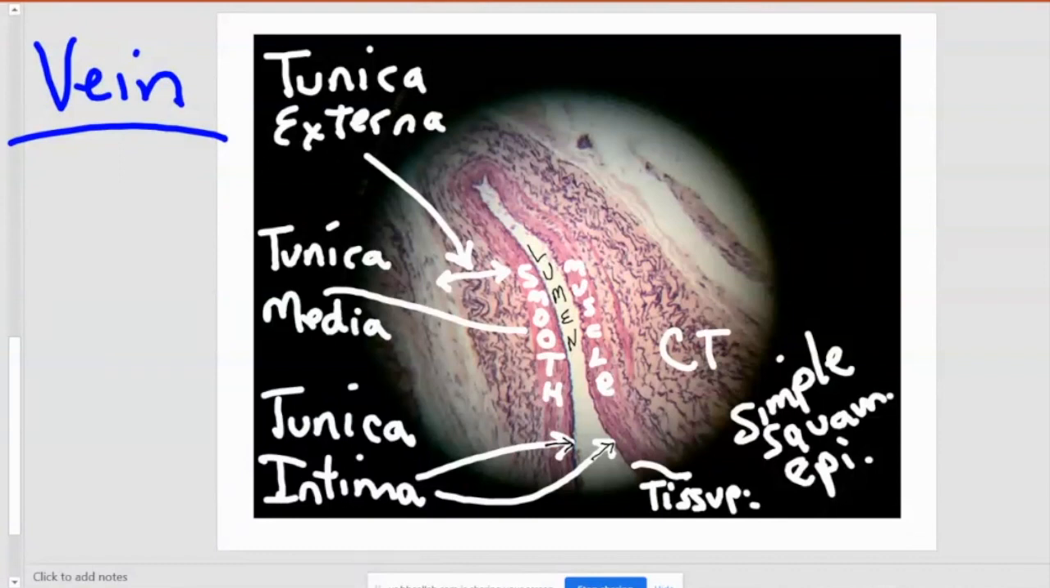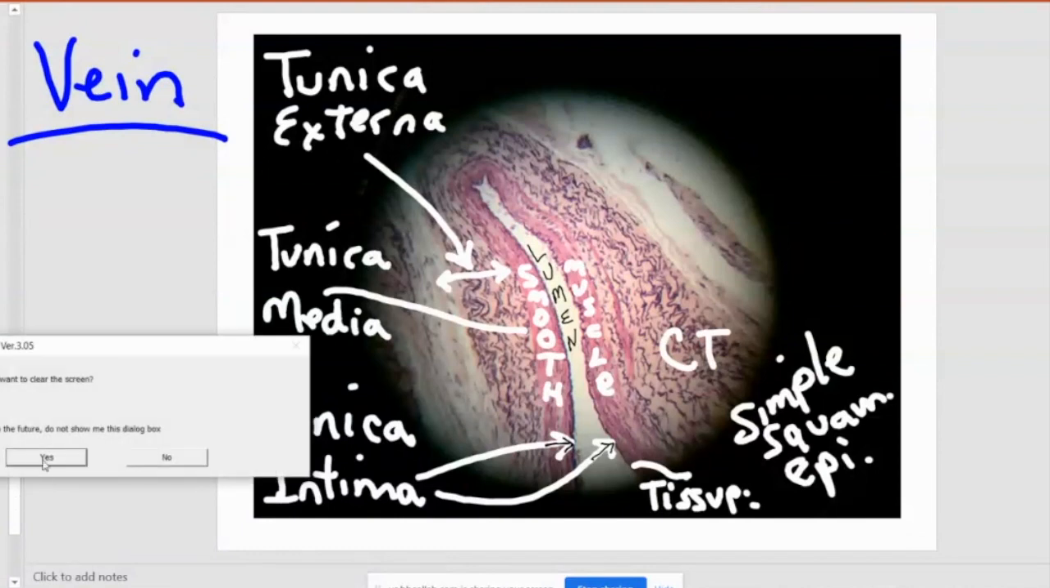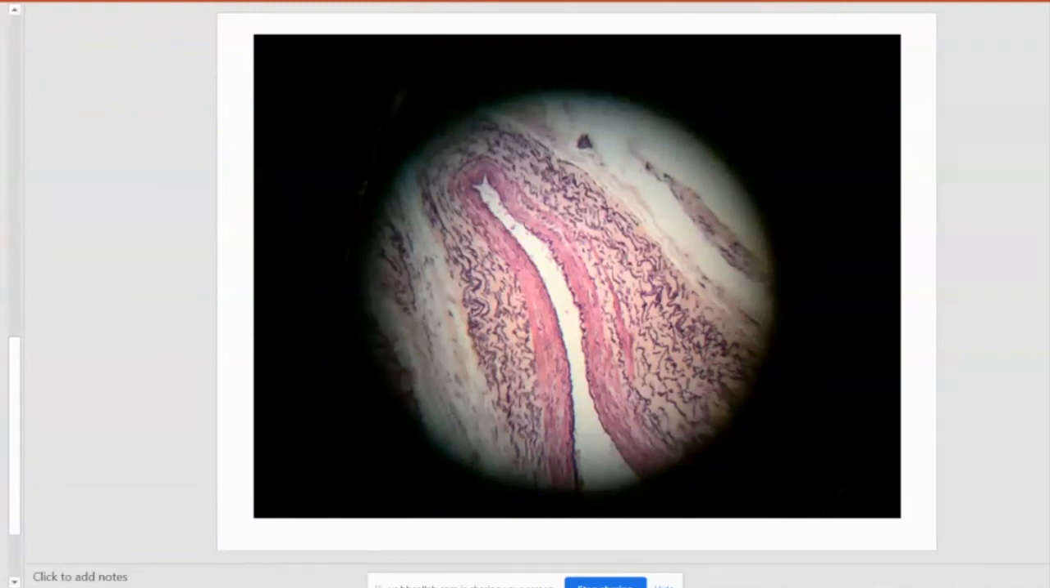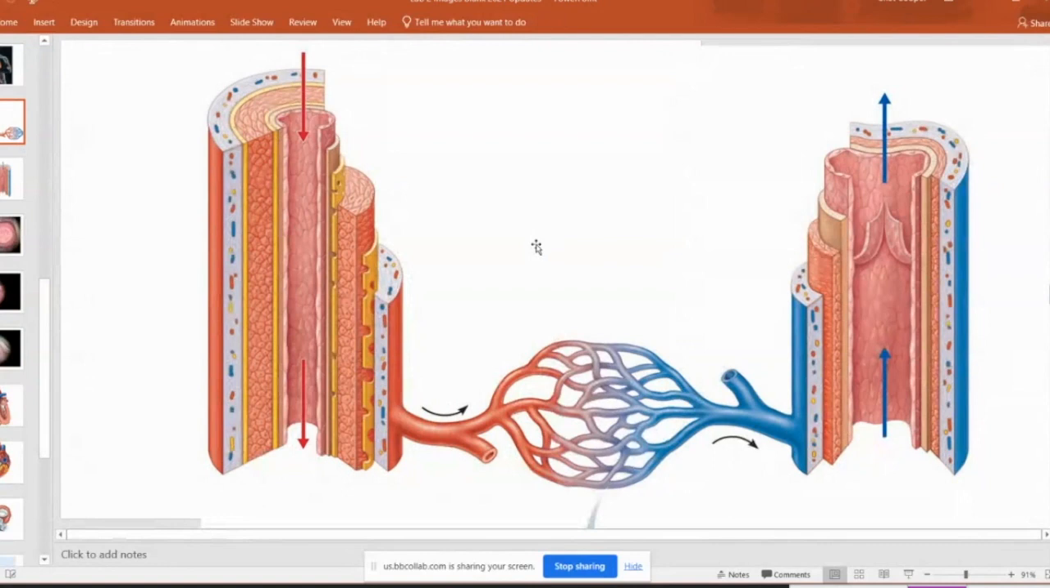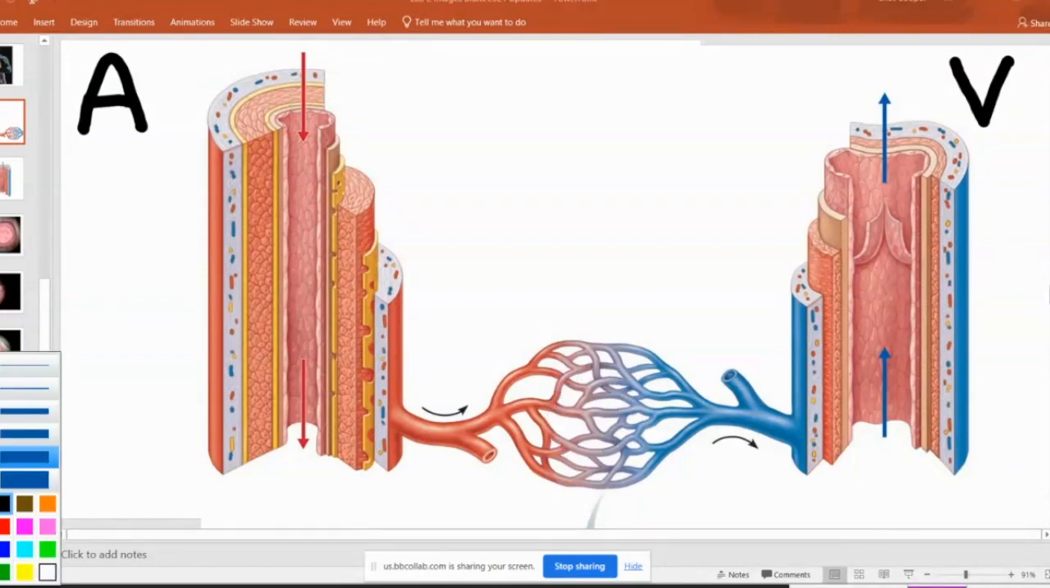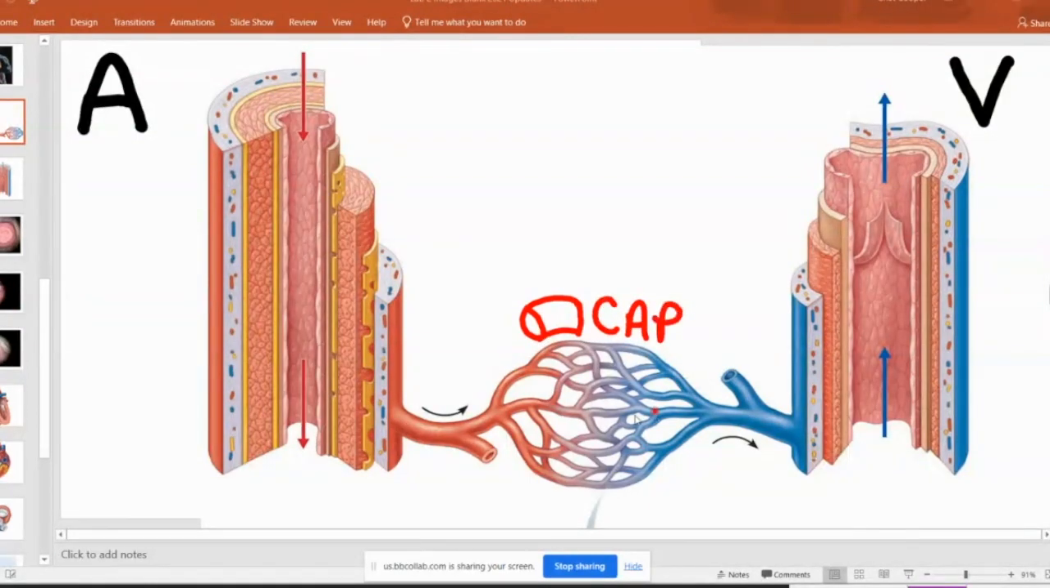And now you've got the vein. So the next thing I'm going to do is show you a drawing of arteries and veins, and I'm going to add just a little bit to it. So here's the picture of an artery on this side and a vein on that side. Now keep in mind, they both have the same three layers. Anybody know what these are supposed to be? I would draw it like this. There you go. So these are capillaries.